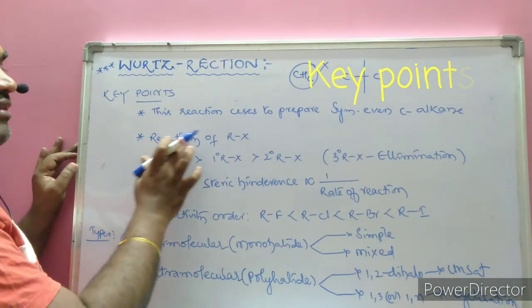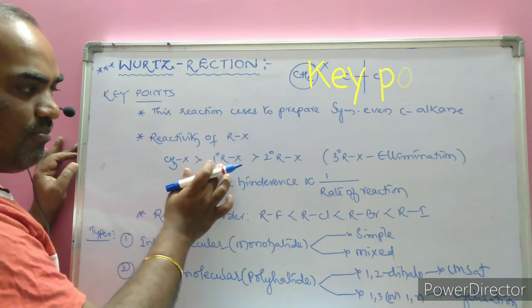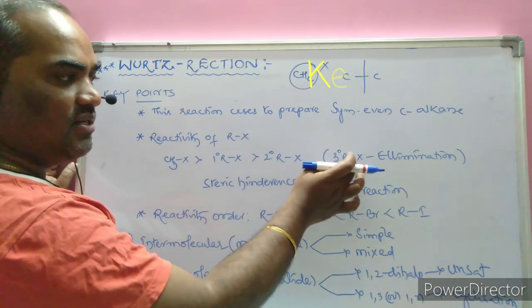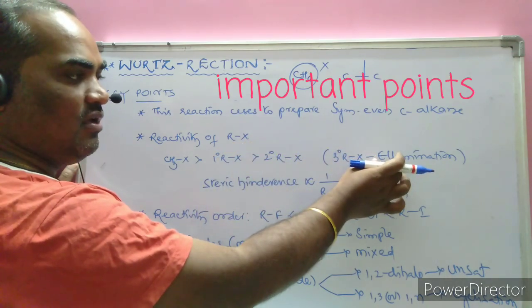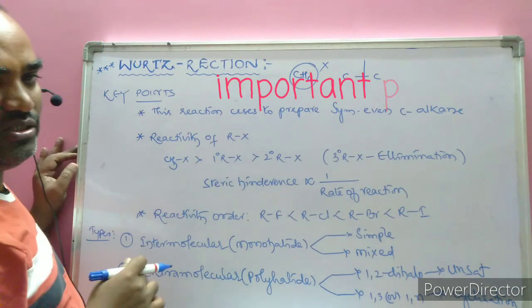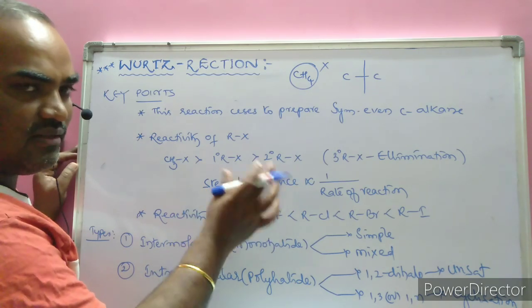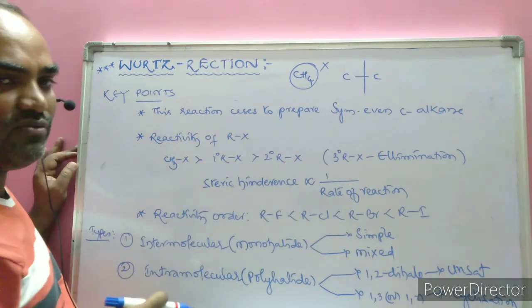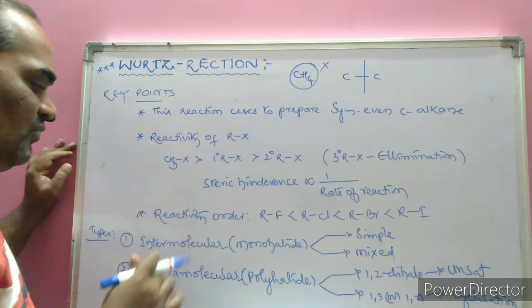And the reactivity of alkyl halides: methyl halide, 1 degree alkyl halide, 2 degree alkyl halide. The tertiary alkyl halide does not participate in the Wurtz reaction; here it undergoes an elimination reaction. The steric hindrance is more. The steric hindrance is inversely proportional to the rate of the reaction in Wurtz. That's why methyl halide is more reactive.